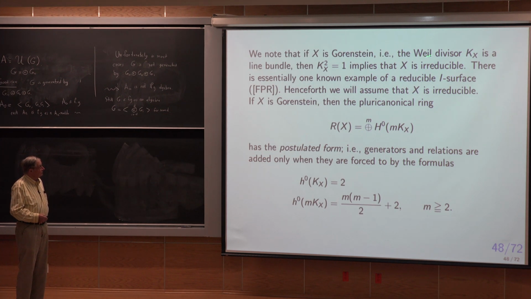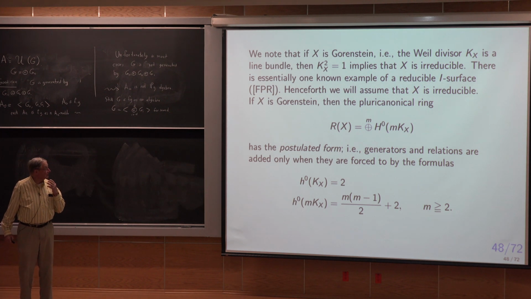If X is Gorenstein, then the dualizing sheaf is a line bundle. This implies that X is irreducible. And there's one known example of a reducible I-surface due to Franciosi, Pardini, and Rollenske. I'll show you that example. It's quite a pretty surface. If X is Gorenstein, the canonical ring has the postulated form.